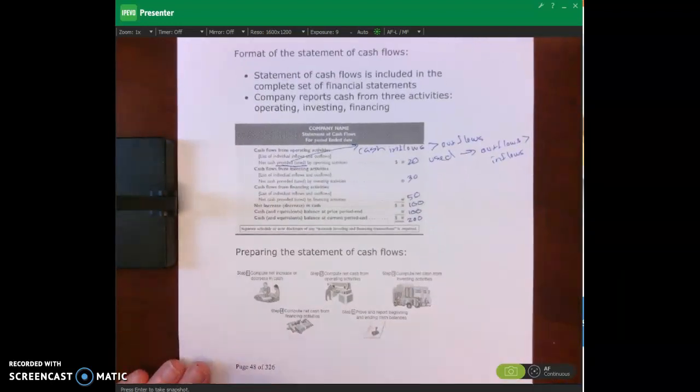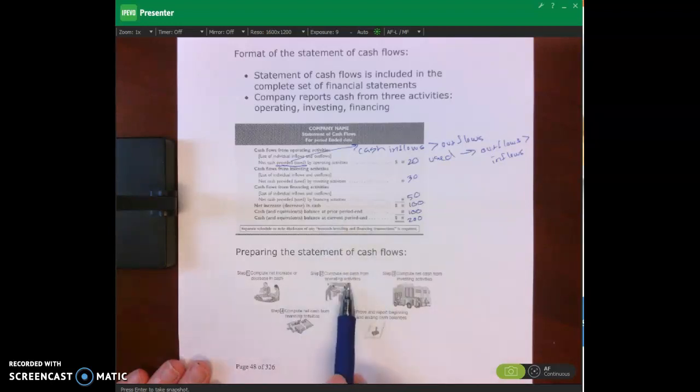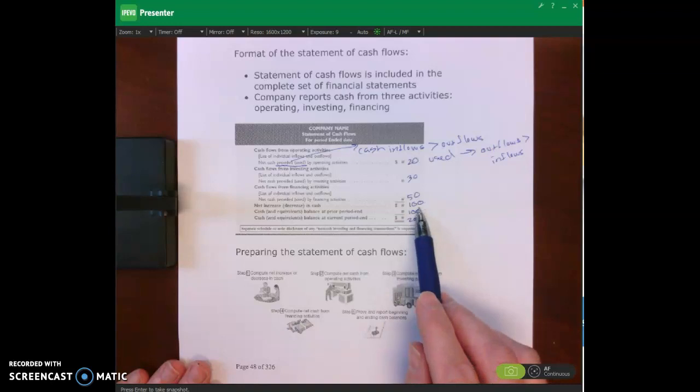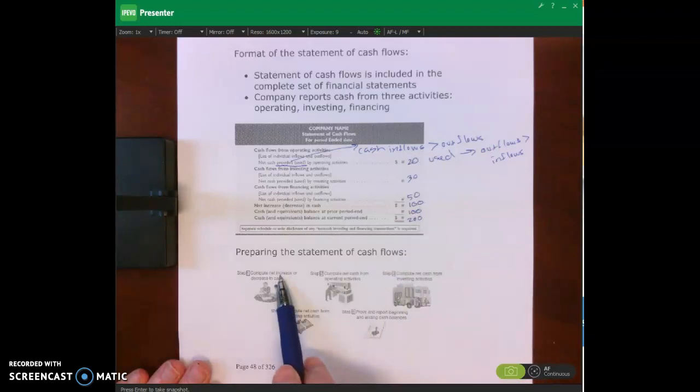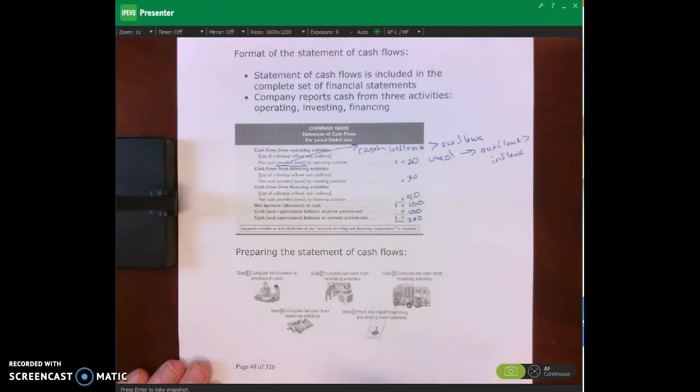Okay? In terms of the steps for preparing our statement of cash flows, we'll first compute our net increase or decrease in cash by looking at comparative balance sheets, cash at prior period end, and cash current period year end. We will do our operating activities. We will do our investing, we'll do our financing, and then we'll prove by adding our net cash provided or used in total, right, to our prior period year end and make sure that equals our current. And that is our reconciliation.